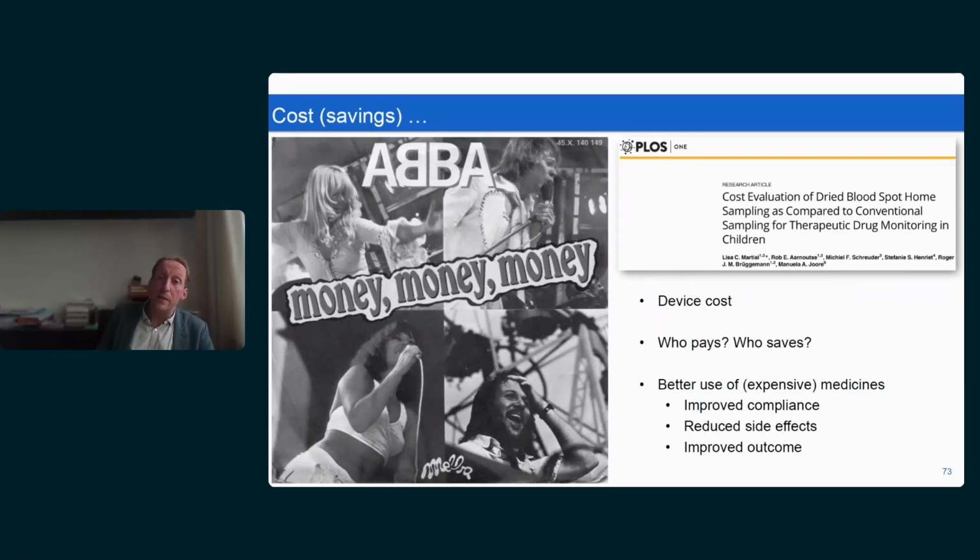And some of these medicines are really expensive. And this could lead to improved compliance, reduced side effects, and actually really an improved outcome. And there are several initiatives that are now taking place, in which therapeutic drug monitoring, and could also imply therapeutic drug monitoring in the home environment, that really the improved outcome of therapeutic drug monitoring via microsampling could be shown.